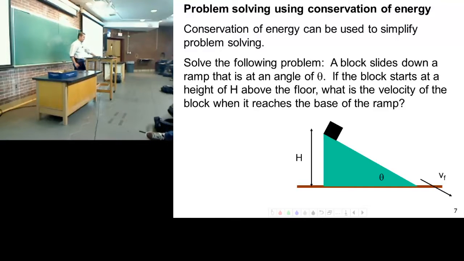So we got a block on a ramp. It slides down this ramp at whatever angle it is. If the block starts at a height of h above the floor, what is the velocity of the block when it reaches the base of the ramp? So let's solve this problem. There it goes. It gets to some speed at the end.